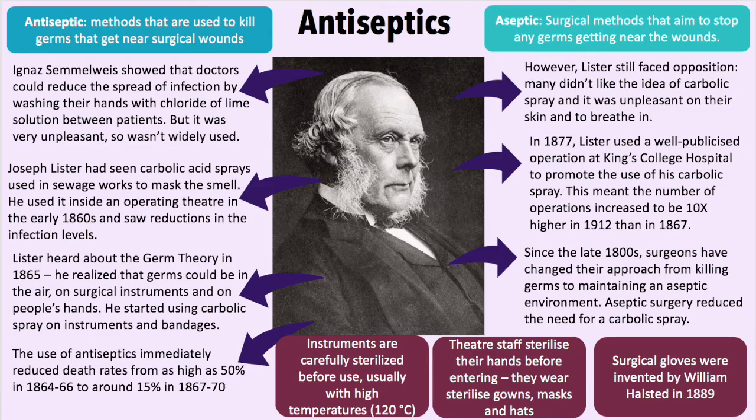Since the late 1800s, surgeons have changed their approach from killing germs to maintain an aseptic environment. Aseptic surgery reduces the need for carbolic spray. Instruments are carefully sterilised before their use, usually with high temperatures of around 120 degrees Celsius. Theatre staff sterilise their hands before entering. They wear masks, sterilised gowns, and gloves and hats. Surgical gloves were invented by William Halsted in 1889.